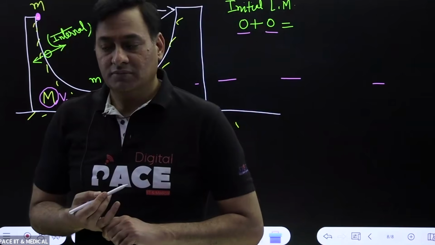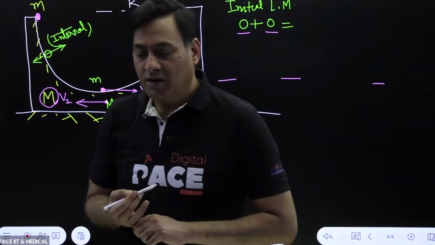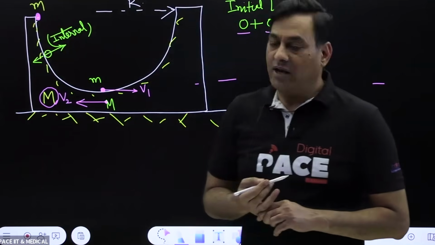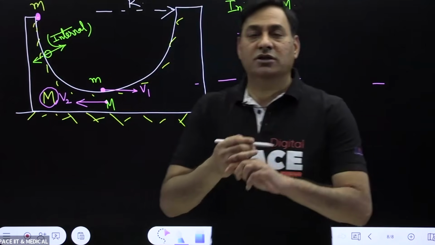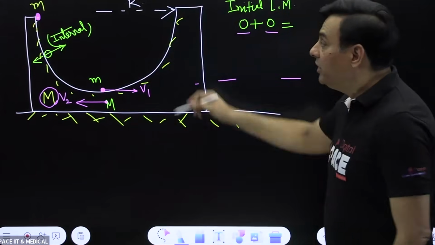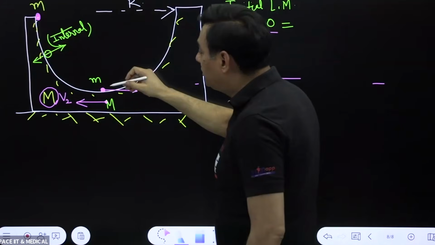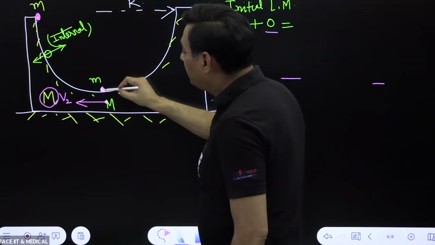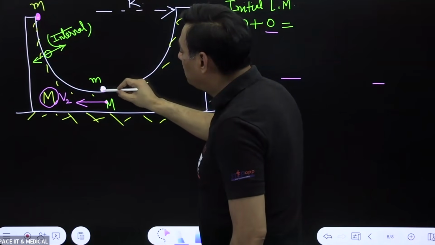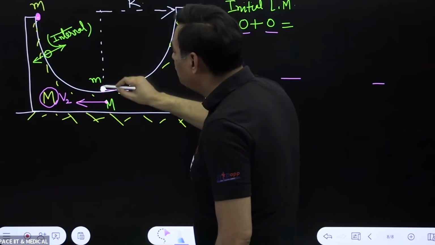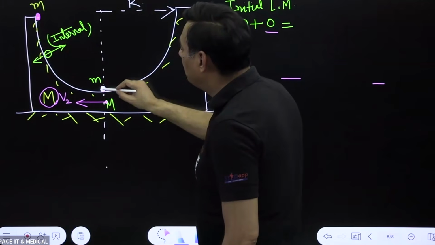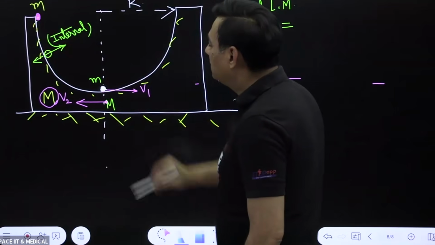In horizontal direction, and not the vertical direction. I am not talking about vertical direction right now. I'm only focusing on horizontal direction. When the body small m has reached the lowest position, this body has only horizontal velocity. It doesn't have any vertical velocity. Can anyone tell me how I can be sure that it has zero vertical velocity at this instant? Quick.